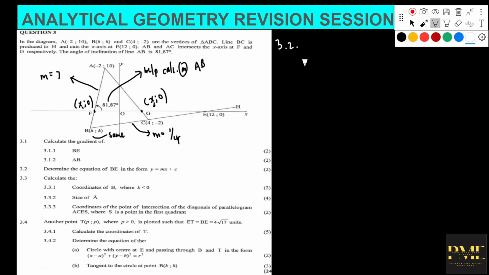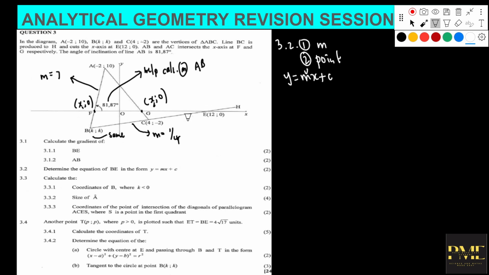Okay, so 3.2, determine the equation of BE in the form y is equal to mx plus c. Okay, right, cool. So remember that in order to determine the equation you need a gradient, and you need a point. So you need at least these two things. Once you have these two things, then you sort it, right? So remember the equation they want is in the form of y is equal to mx plus c. So we need our gradient.